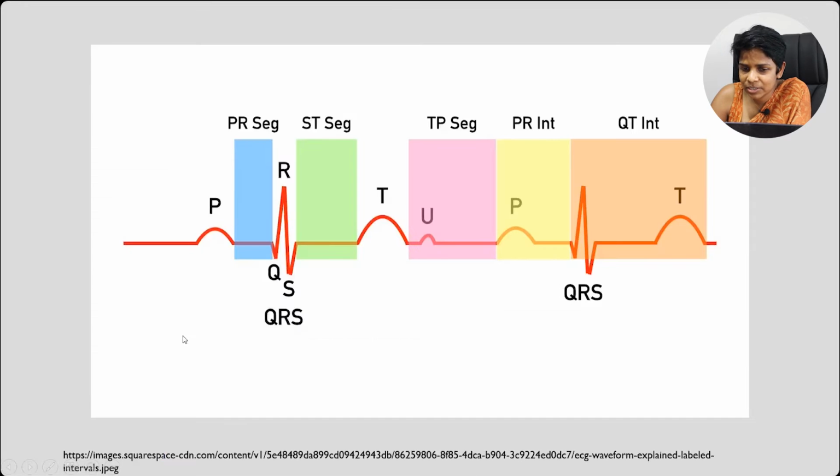Let me show you what these things are. For example, I already told you about P waves, QRS and T waves. PR interval is the interval starting from the beginning of the P wave to the beginning of the Q wave. QT interval starts from the beginning of the QRS complex and goes until the end of the T wave.